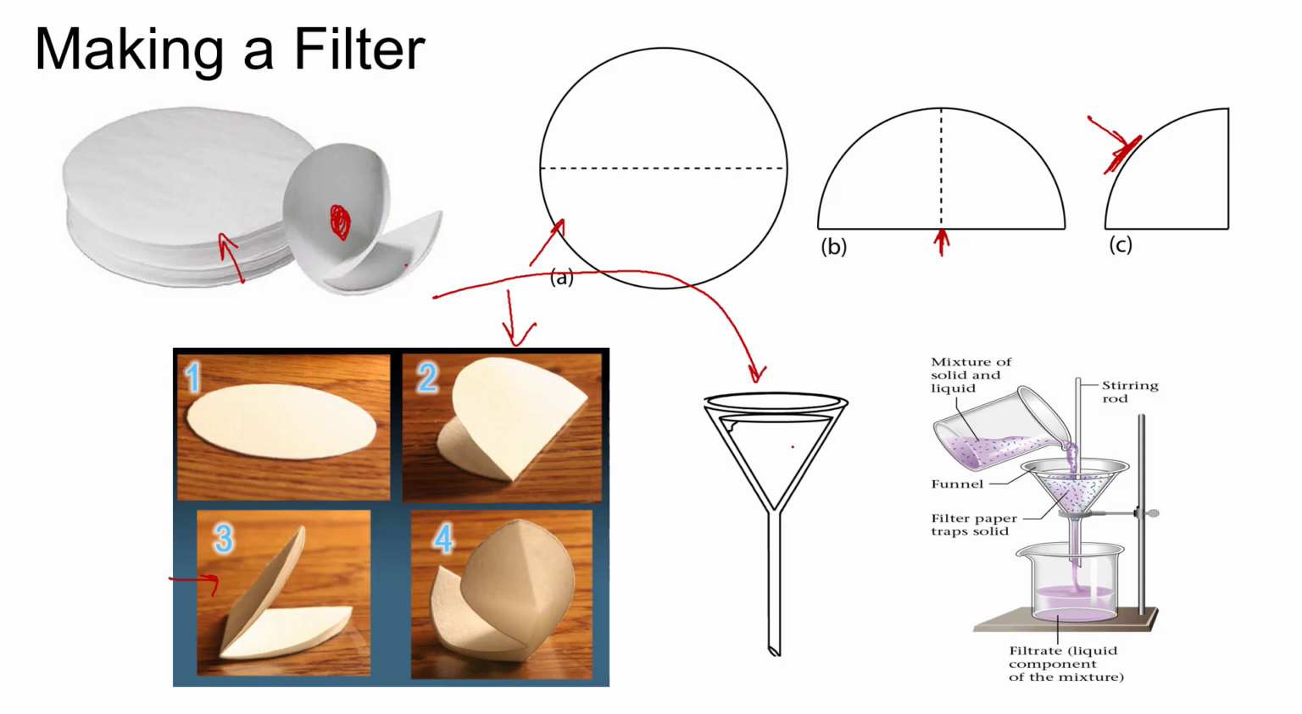You then take a wash bottle and spray water from the wash bottle into this to make the filter stick to the sides of the funnel. Once you have that, you can set up a ring stand using an iron ring to place the funnel with the filter in it above an empty beaker, and then you can dump in your mixture which you wish to filter. And that's how it's done.